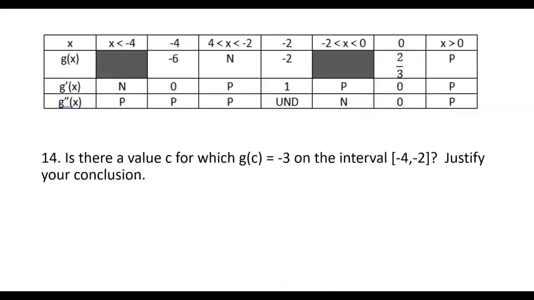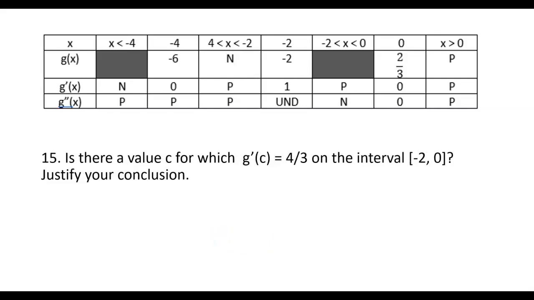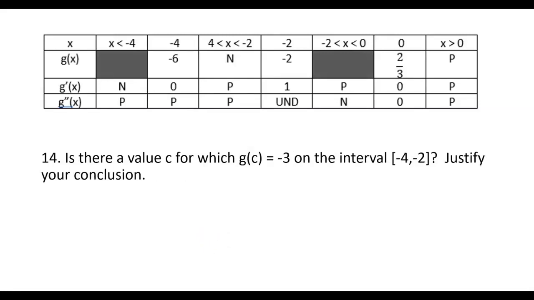Number 14, is there a value of c for which g of c equals -3 on the interval from -4 to -2? Justify your conclusion. So before I do number 14, I want you guys to compare and contrast that with number 15. Very similarly worded question, but number 15 says derivative, whereas number 14 is not a derivative. When it's not a derivative, this is an IVT problem. And here's how the IVT works, okay?